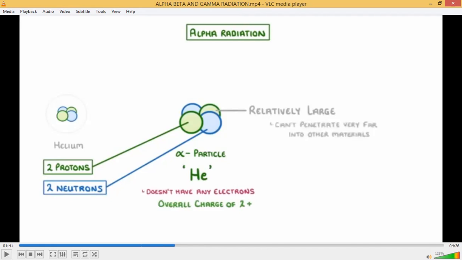So what do they mean by relatively large? That means the alpha particles are large and can be broken down into simpler molecules. But the major thing is this: it can't penetrate very far into other materials. That's the main thing.